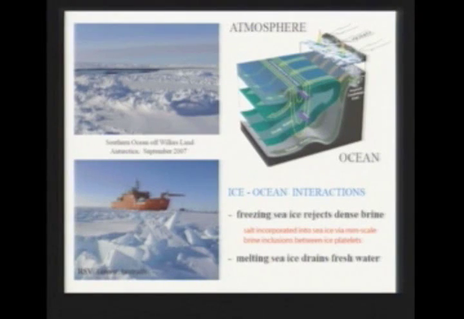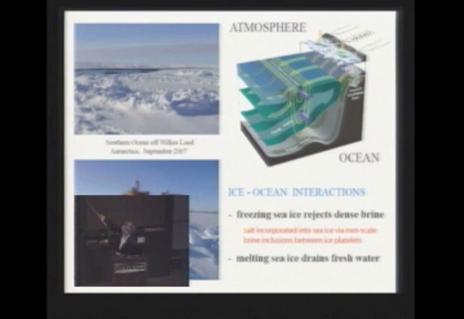Here's a schematic diagram showing the atmosphere and the ocean, say off the coast of Antarctica. Sea ice plays a large role in interacting with the ocean below as well as the atmosphere above. And here you see the ice forming. As sea ice forms, it's salty water, of course, not pure water. And as salty water freezes, it tries to reject the brine, the salts, because the salts cannot be incorporated into the crystalline structure of the ice.